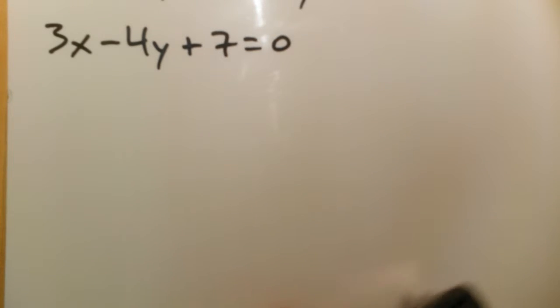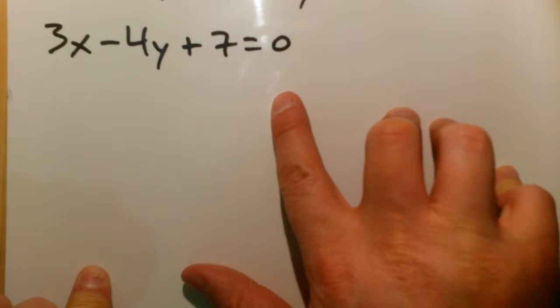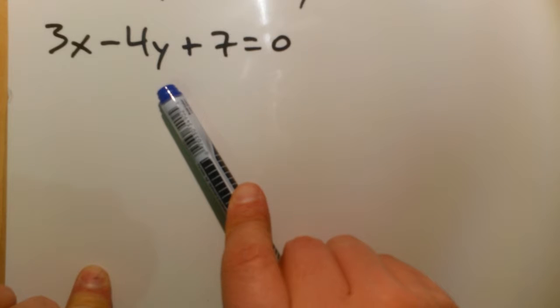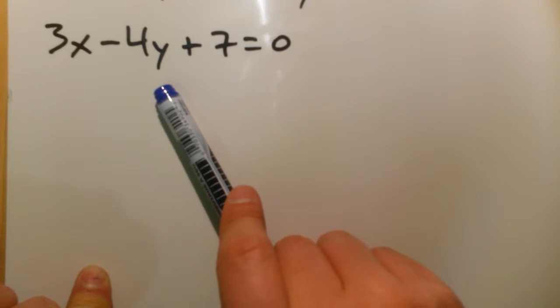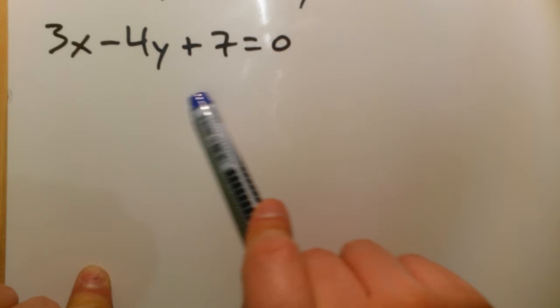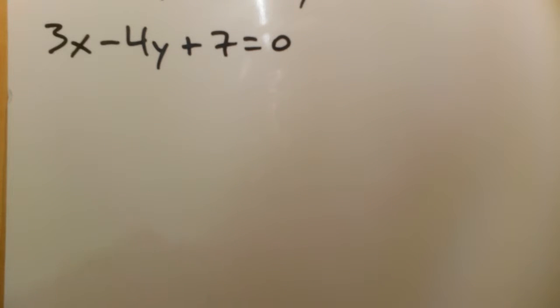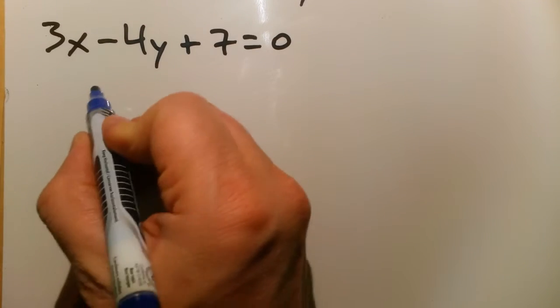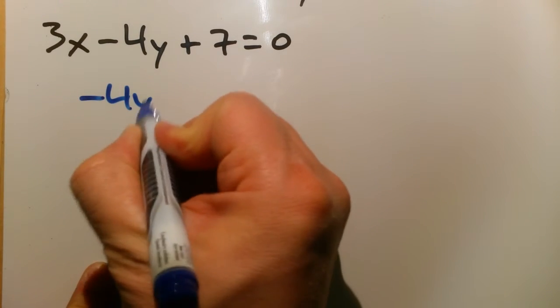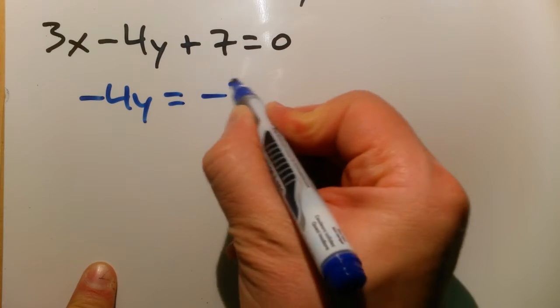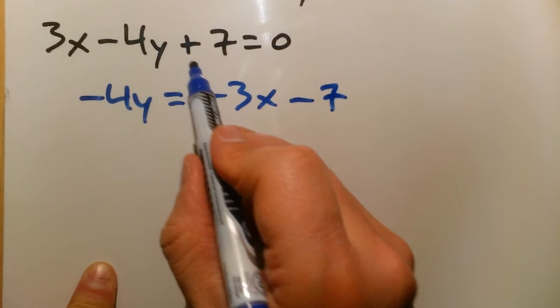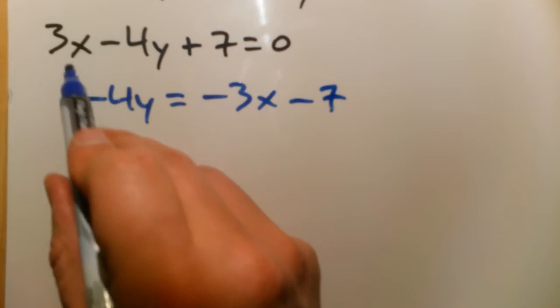So when we're given an equation of a line in standard form, in order to convert it into slope-intercept form, all we are doing is solving for y. In other words, we're going to isolate y and write y in terms of x. So let's do that right now. Let's move everything to the other side of the equal sign. So we're going to end up with negative 4y equals negative 3x minus 7. You move everything to the other side of the equal sign by doing the opposite operation.